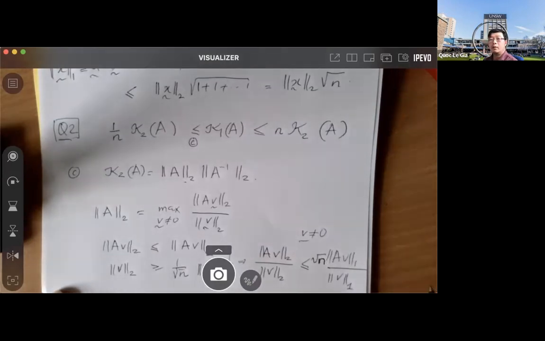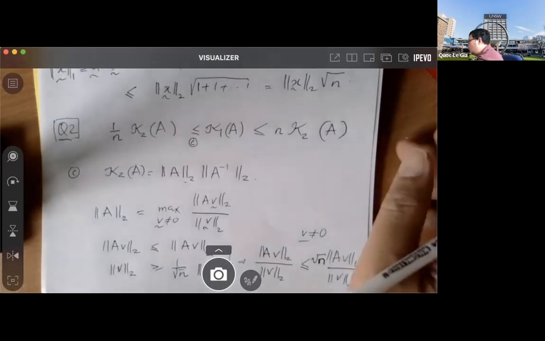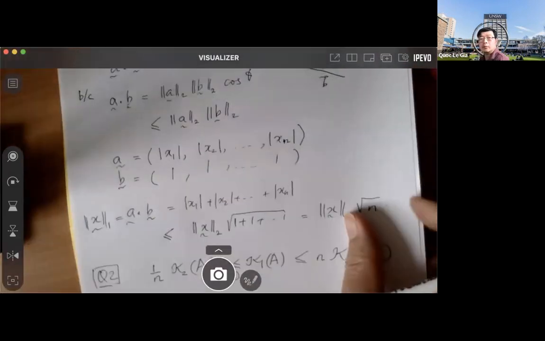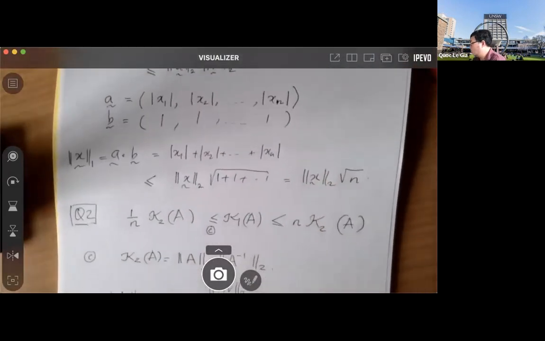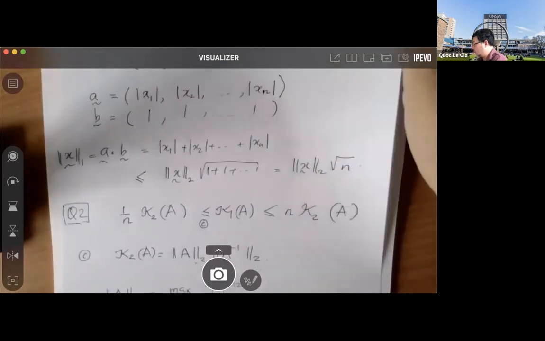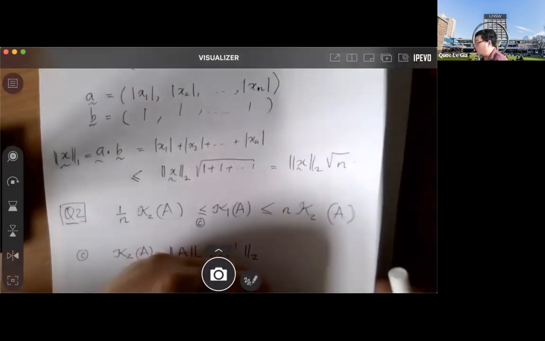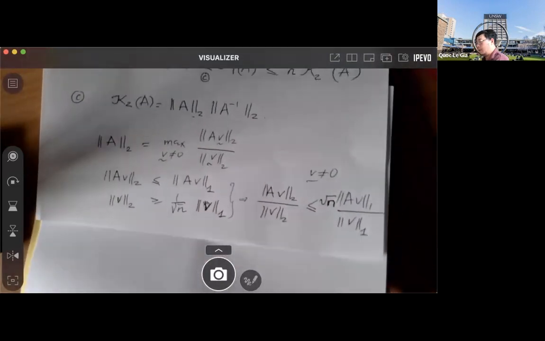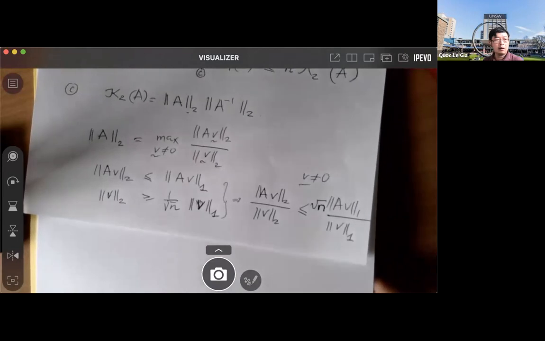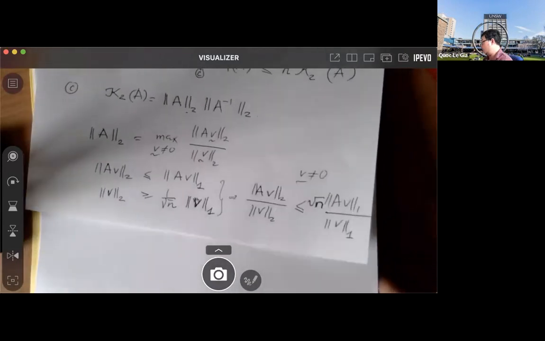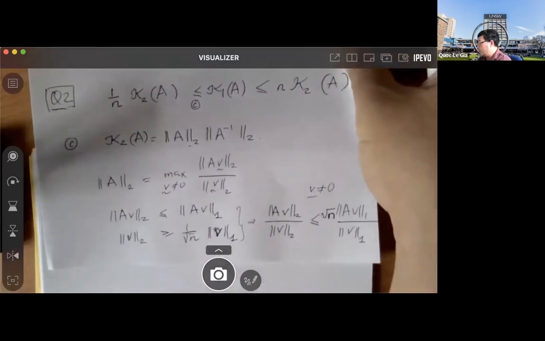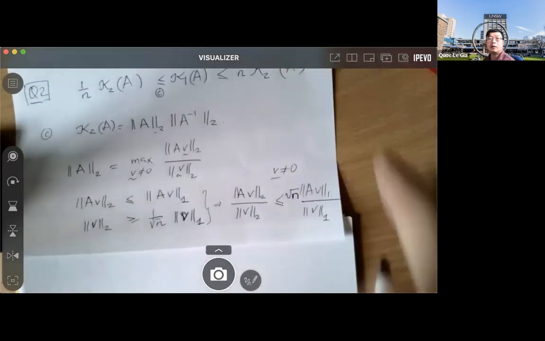Flip it. Okay. And then now what do I do? So now, remember I have something like this. And now what I want is to take the maximal over the right hand side.